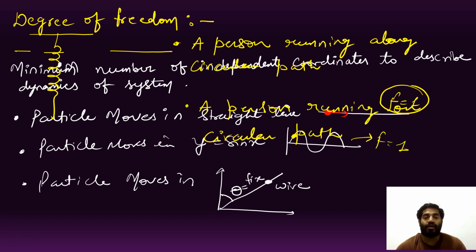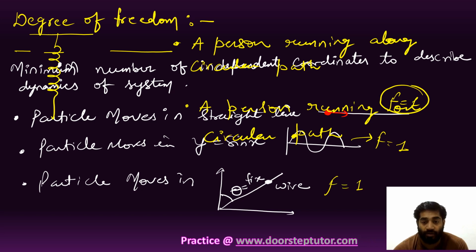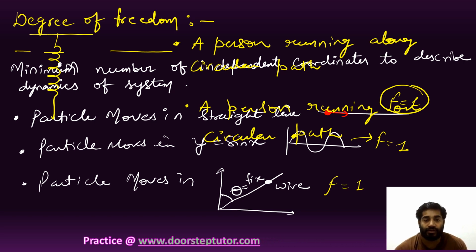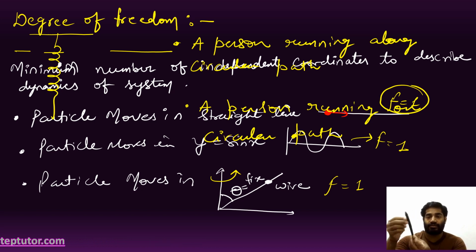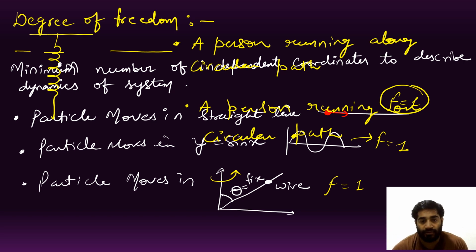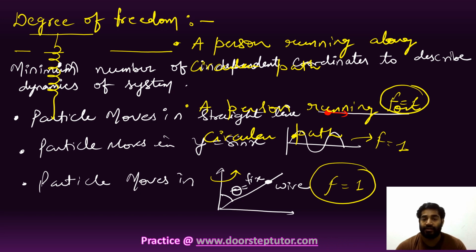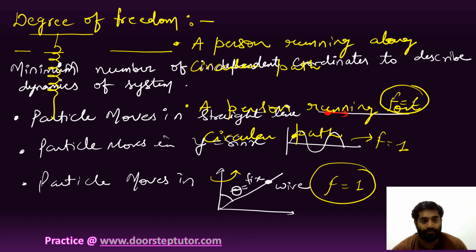Now suppose a wire, and over that wire a bead is fixed, or the bead is moving, but the theta angle is fixed. Then its degree of freedom is 1. Along the wire, the degree of freedom is 1. And when the wire is moving in this way, the degree of freedom along the wire remains the same, meaning 1, because it has only one constraint, and due to that constraint it has degree of freedom 1.